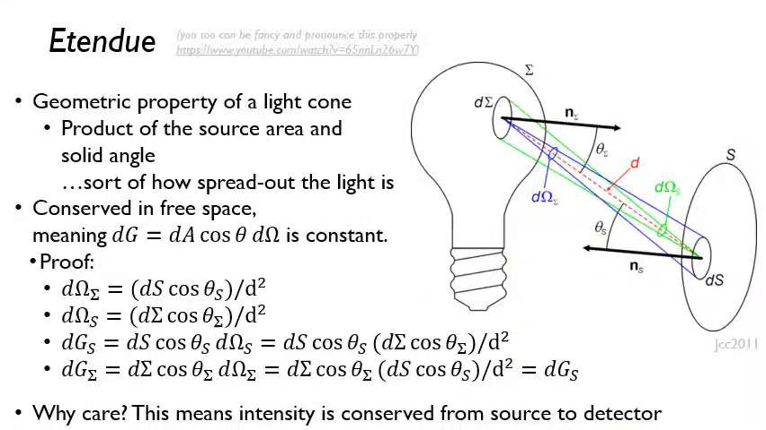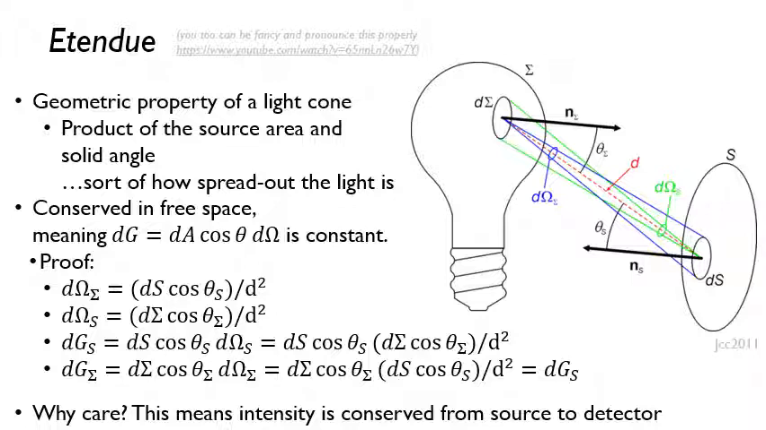So when we're thinking about intensity, we want to bring in this concept of Etendue, which I'm probably saying wrong, which is why there's a YouTube link there for you to also sound fancy, and you can say it in the proper French way. So the Etendue is a geometric property of our light cone. It's roughly how spread out the light is. So it's just the projected area multiplied by the solid angle.